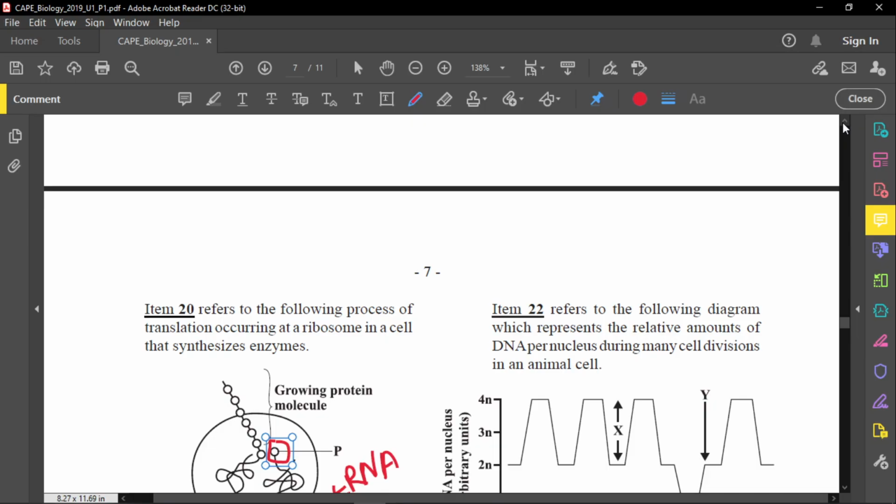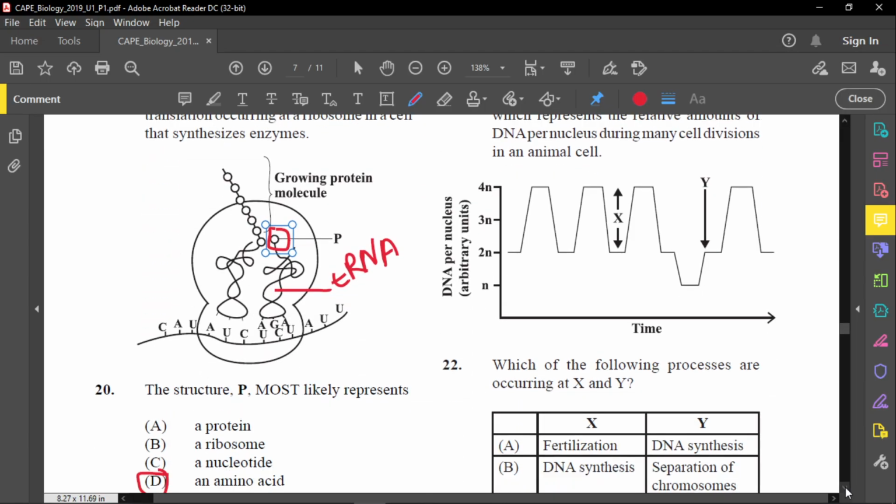All right. Question number 22. Item 22 refers to the following diagram, which represents the relative amount of DNA per nucleus during many cell divisions in an animal cell. And so before you can go anywhere, let's talk about this a little bit. You have N, 2N, 3N, and 4N.